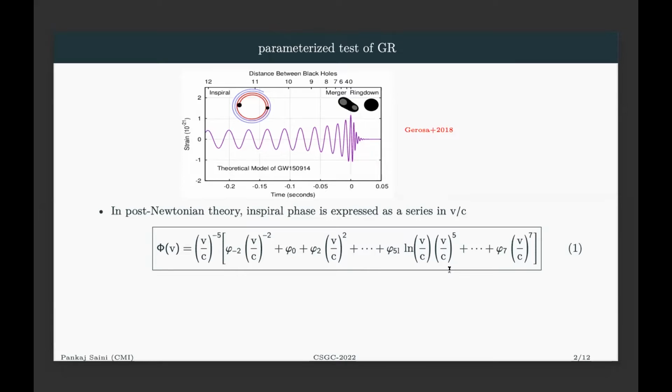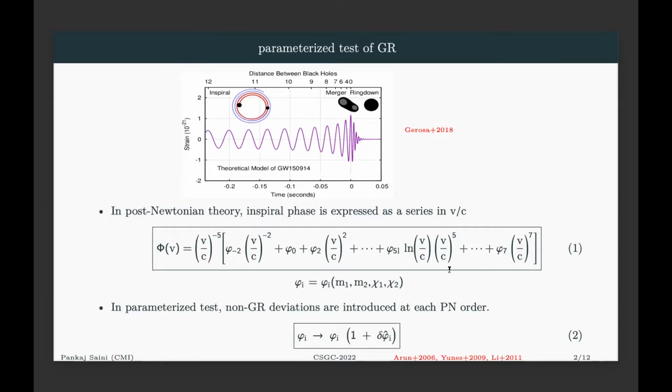In GR, given the masses and spins of the source, these post-Newtonian coefficients have a unique value. If there are additional fields in the vicinity of the binary black holes, energy and angular momentum may be transferred to these additional fields, and this change in the energy and angular momentum may be reflected as a deviation in the gravitational wave phase. To account for these kinds of deviations, we use parameterized tests.